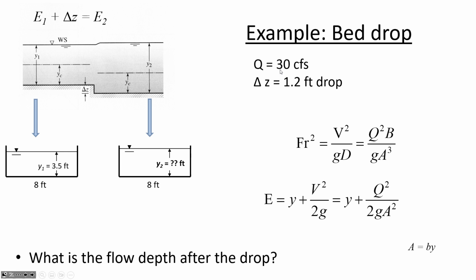We consolidate things together. Like this term right here is 0.01781. The velocity head's pretty minor there. So if we just rearrange things and put all of the numbers together on one side, 4.718 is equal to y2 plus 0.2184 divided by y2 squared.